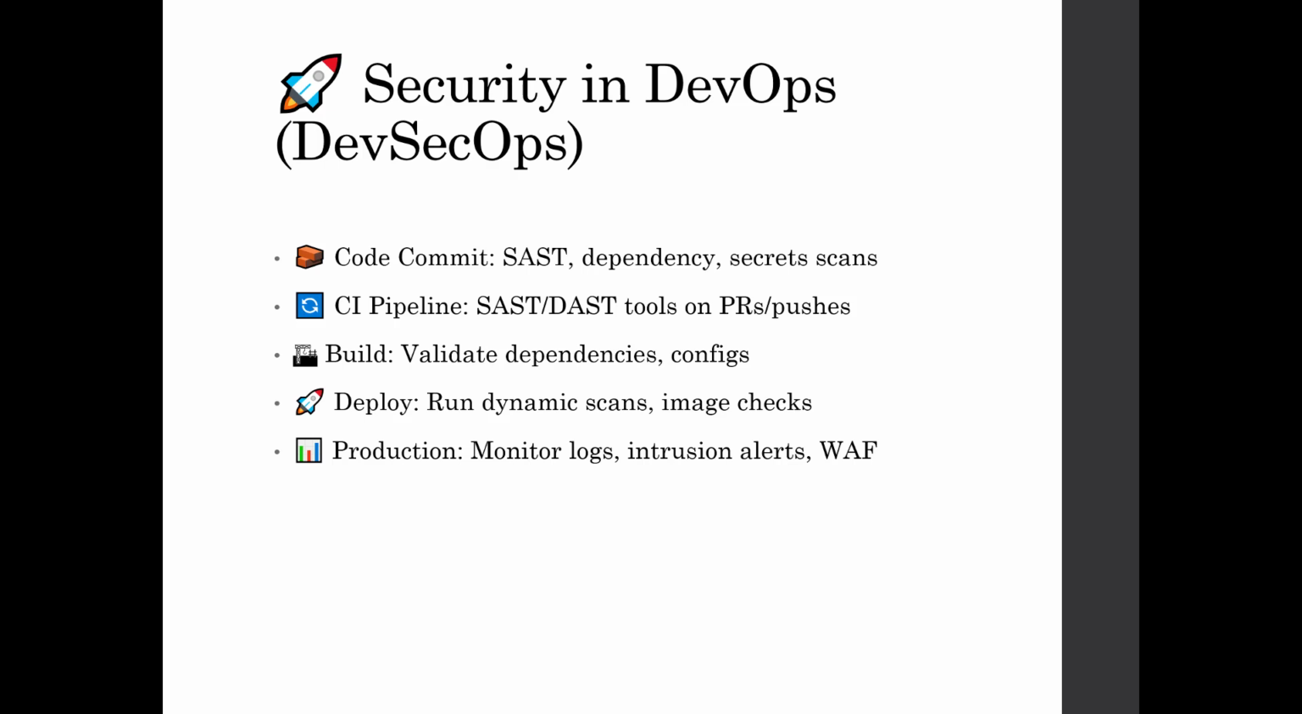Then in the CI pipeline, we run our static and our dynamic tools to check on those pull requests and pushes to see how the data is moving and is that secure, sometimes also known as data in transit. During the build, we want to validate that dependencies and configurations are secure in the way that data moves between those. At deployment, we want to look at container images and infrastructure, databases, things like that. And then in production, we monitor our logs, we detect intrusions, we block suspicious traffic.